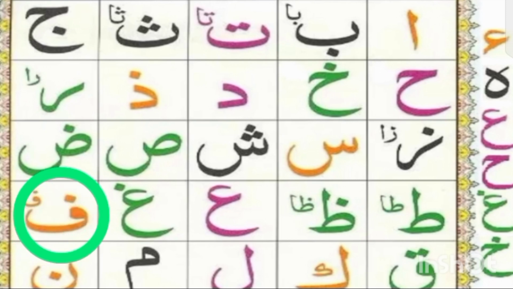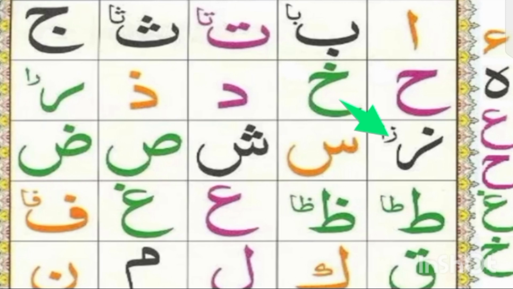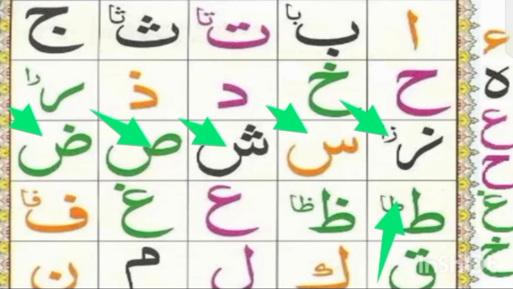So repeat with me. Za, Seen, Sheen, Sod, Dod, Thaw, Zo, Ain, Ghain, Fa.